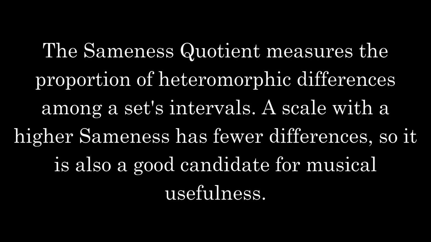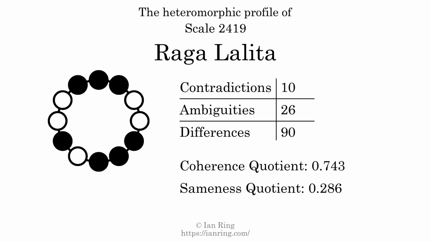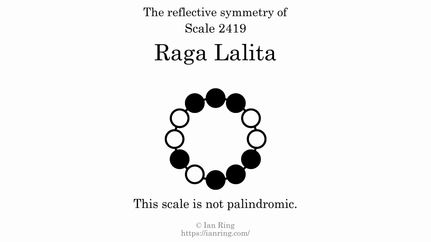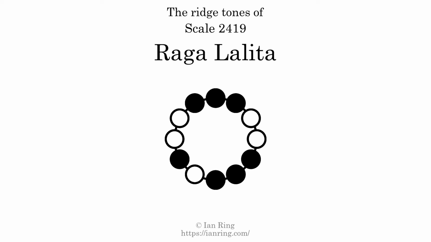The sameness quotient measures the proportion of heteromorphic differences among a set's intervals. A scale with a higher sameness has fewer differences, so it is also a good candidate for musical usefulness. The sameness quotient is 0.286. This scale has no reflective symmetry. This scale has a different pattern of intervals ascending and descending, so it is not palindromic. This scale has no ridge tones.